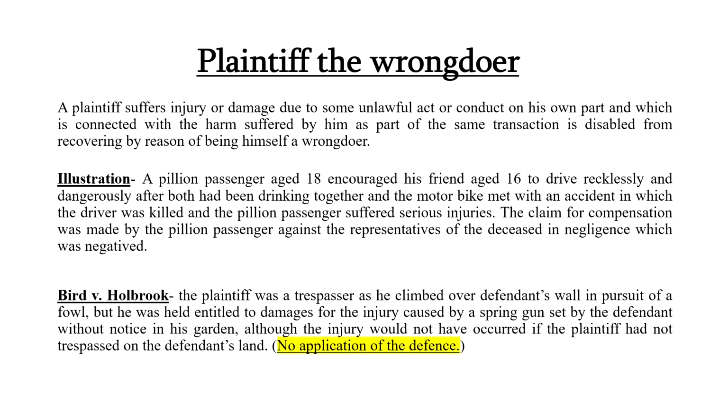Okay? So, this ends our discussion on volenti non fit injuria, and now we move to the second defence, which is plaintiff as a wrongdoer. In this case, the principle is that a plaintiff who suffers injury or damage due to some unlawful act or conduct of his own, which is connected with the harm suffered by him as part of the same transaction, is disabled from recovering by reason of being himself a wrongdoer.